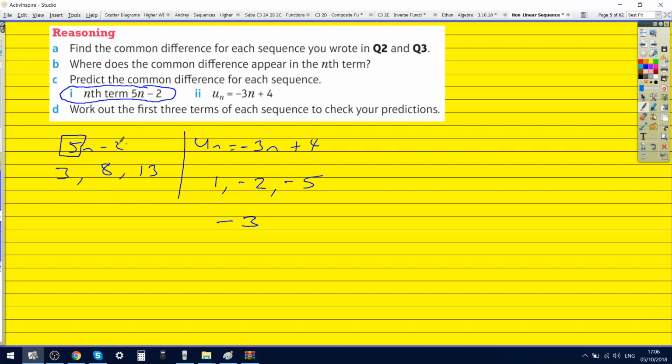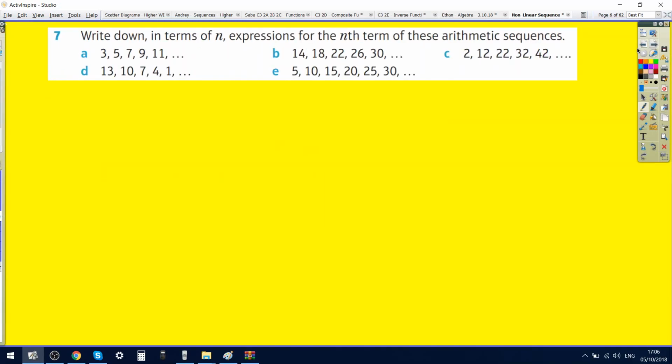And so you can see for the first one, the common difference is 5 because that's the number in front of n. And the second one, the common difference is minus 3 because that's the number in front of n. And so that's helpful for finding the nth term for these. You're going to be fine.